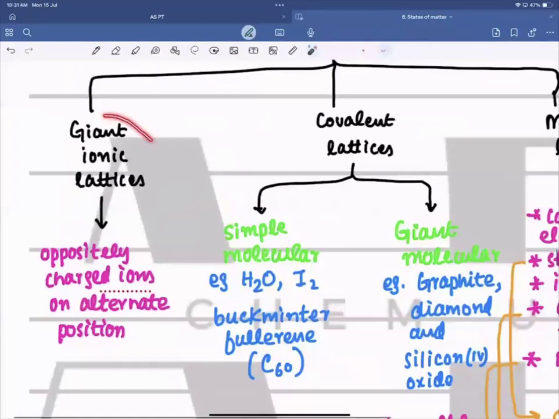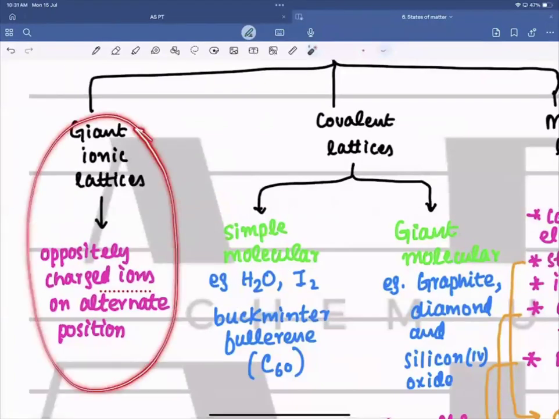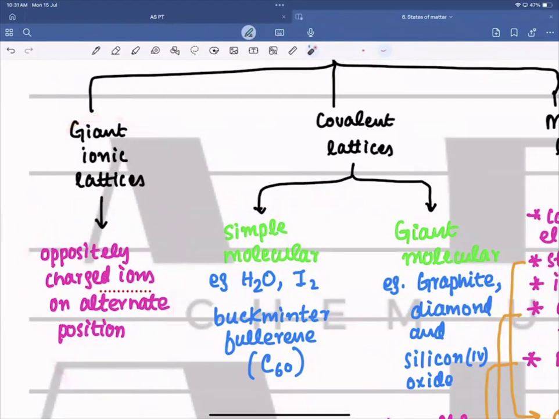What are the rest of the properties of the giant ionic lattices? We did it in chemical bonding, right?